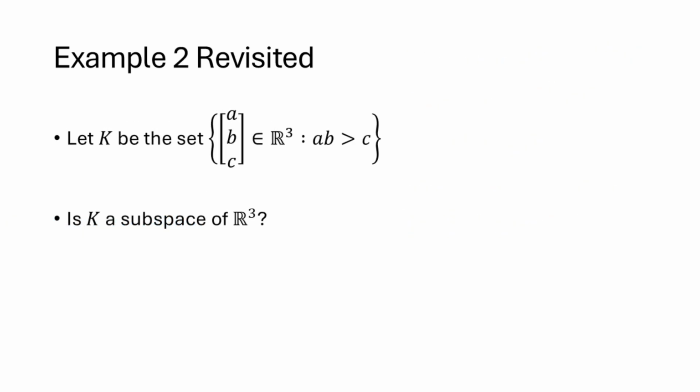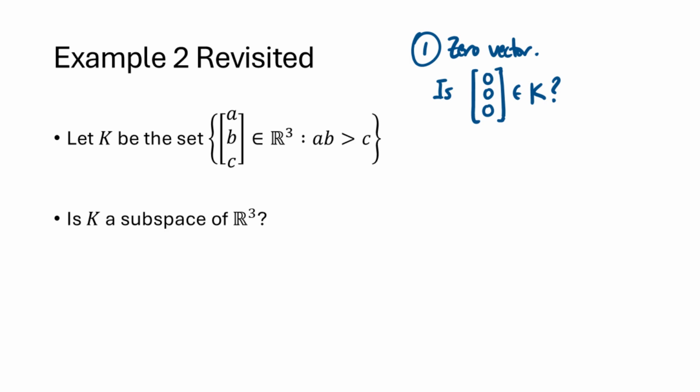Let's revisit example 2 from earlier. Remember that this was a property description where the vectors that got into this set had the property that a times b was greater than c. So let's think about whether this set is a subspace. Let's think about the 3 different parts of the definition of subspace.